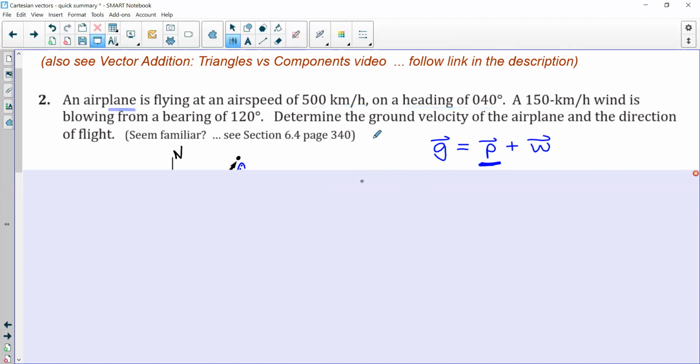Then you have a 150 kilometer per hour wind that is blowing from a bearing of 120. So there's the information for vector W, which I'm referring to as wind. You have a magnitude and you have direction. You're asked to find the ground velocity.